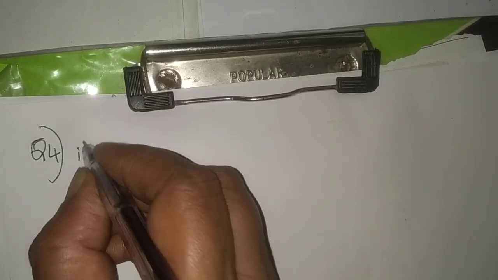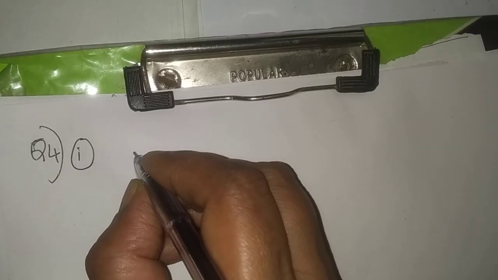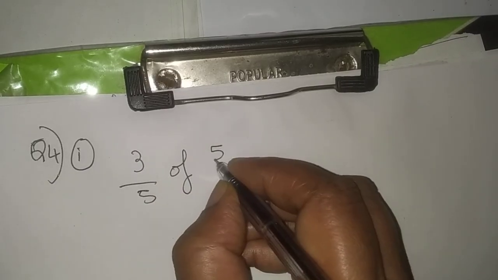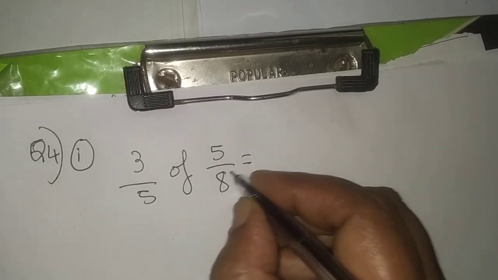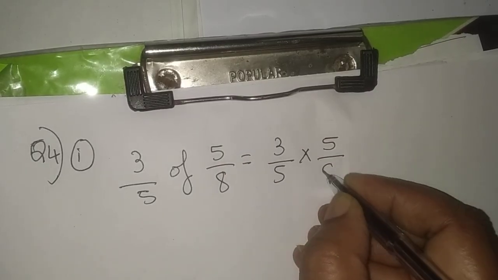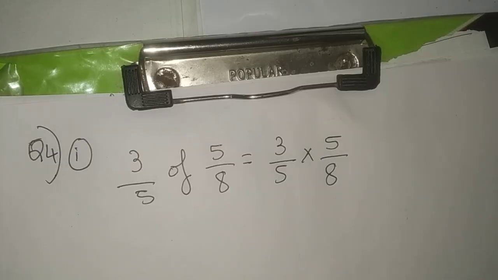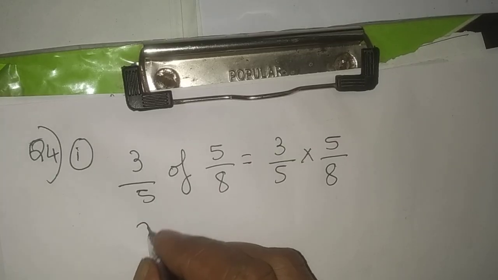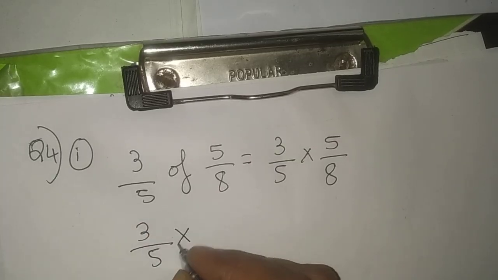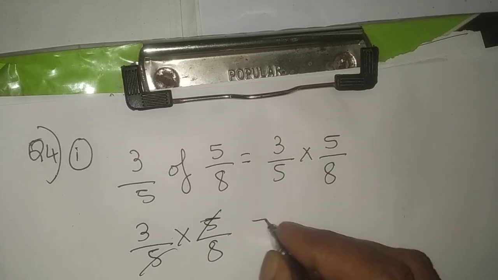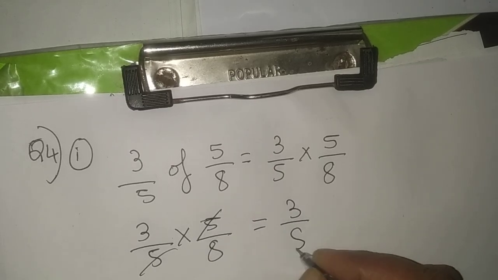Then the second part is 3 by 5 of 5 by 8, which can be written as 3 by 5 into 5 by 8. Therefore, we can simplify this: the 5s cancel. Then 3 by 8.